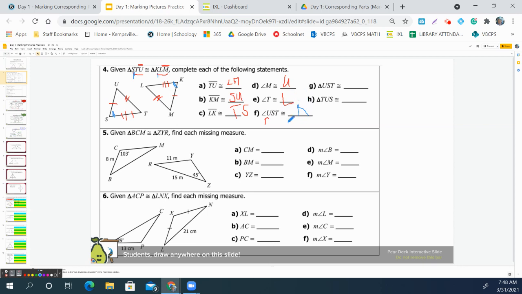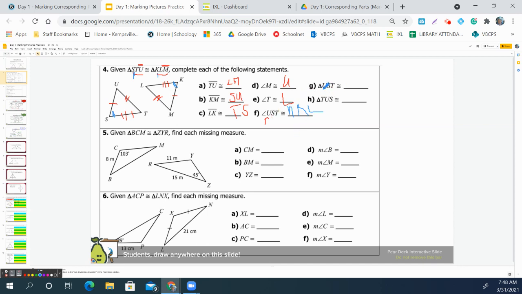So U or S and K are the first 2 letters. But if I'm going to label this the same way it was labeled here, UST, I've got to go down the 1 tick mark side and then up the 3 tick mark side. So I've got to go MKL. MKL. I don't know why my mouth is being so weird today.